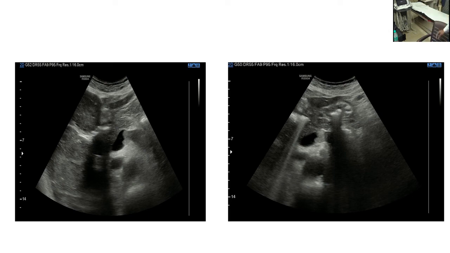So we move to the second part of today's session, that is renal Doppler.